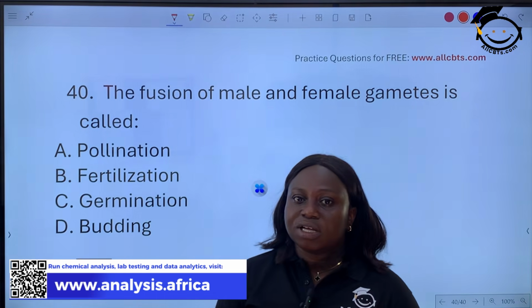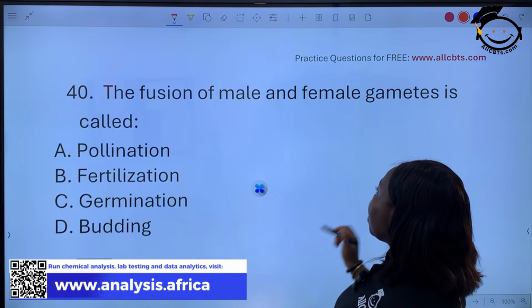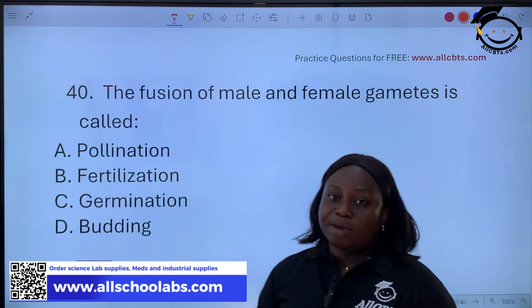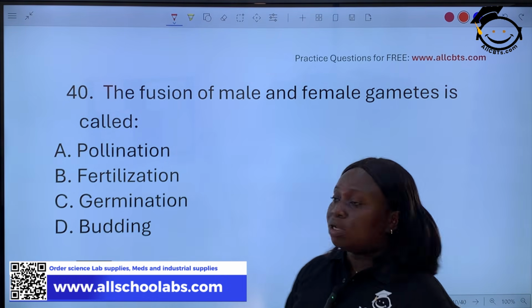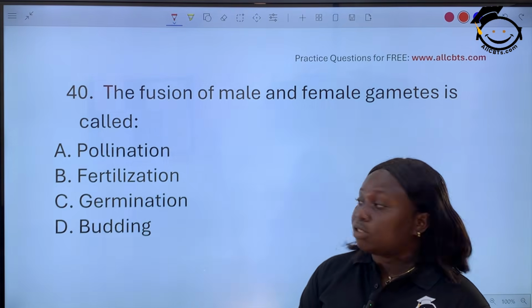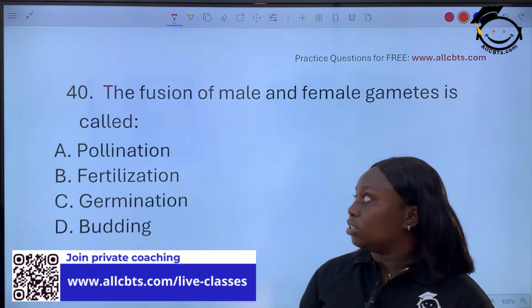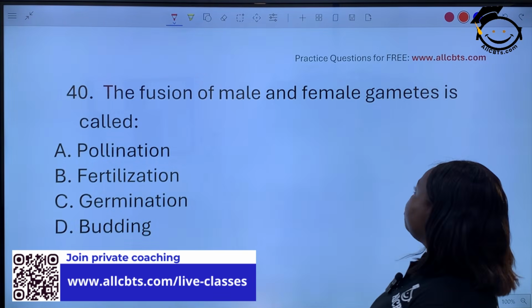Number 40. The fusion of male and female gametes is called what? We have A, pollination. B, fertilization. C, germination. And D, budding. Now, the fusion of the male and the female gamete.